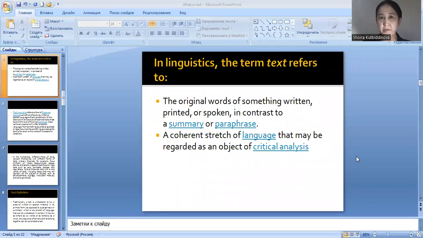So in linguistics, the term text refers to the original words of something written, printed, or spoken in contrast to a summary or paraphrase, and a coherent stretch of language that may be regarded as an object of critical analysis.